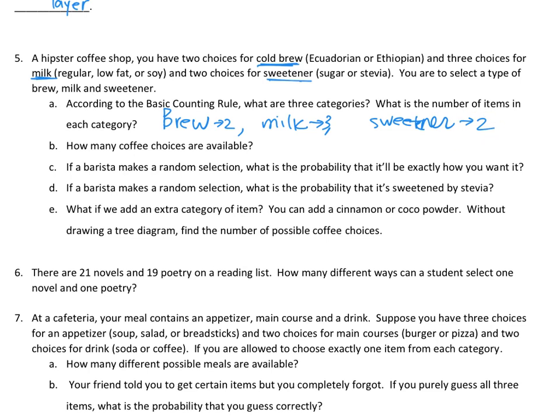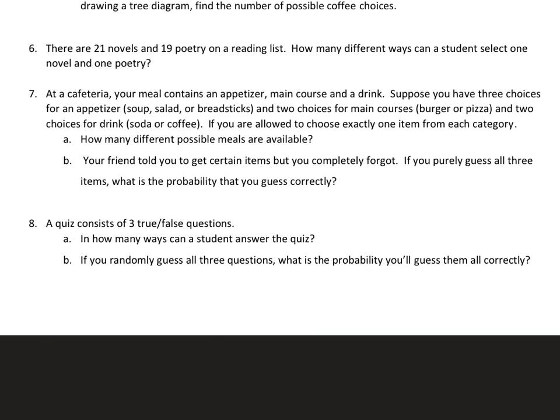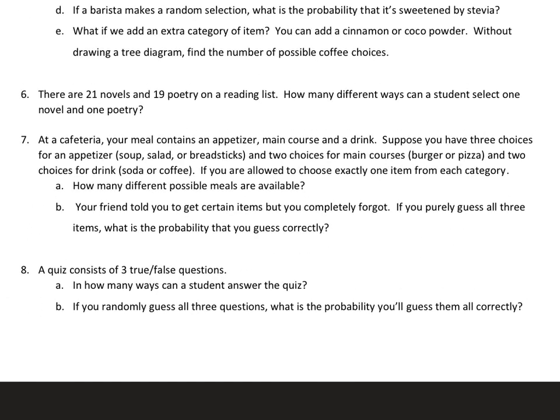How many coffee choices are available? Again, I'm not going to draw our tree branch, but I can use the concept and say, don't we just keep multiplying? Then my answer is going to be 12. All right, so I'm going to have you finish the rest of number 5. I think you can work on numbers 6, 7, and 8, and I think that's the end of the worksheet.